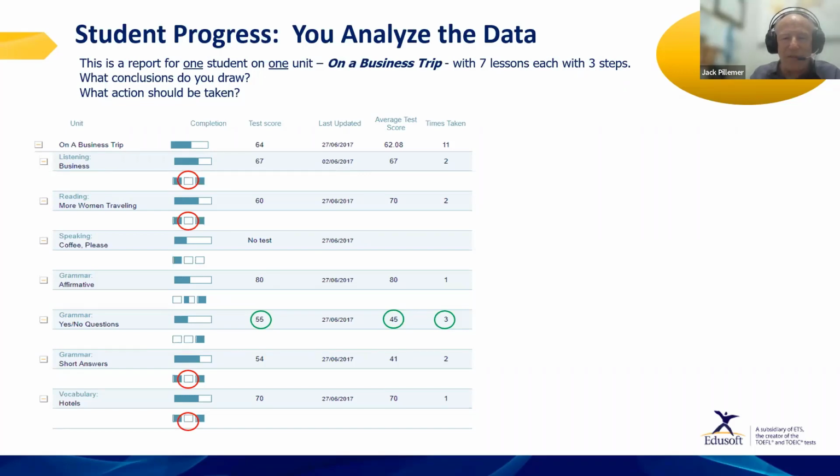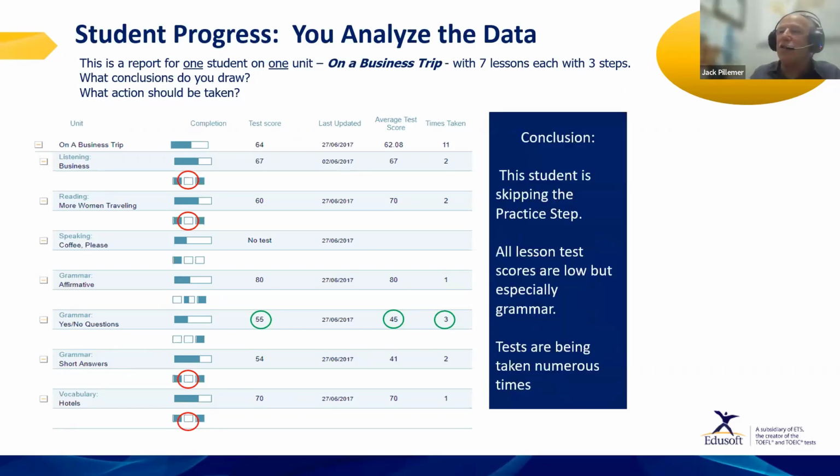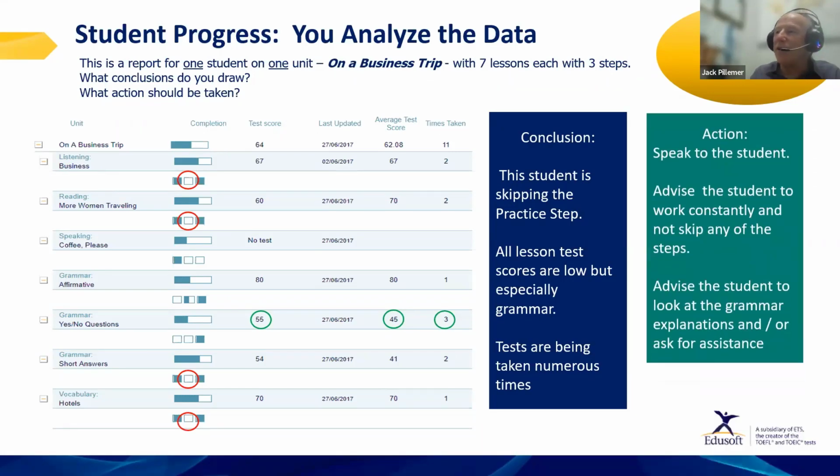Okay, so this needs follow-up of some kind. Me as a teacher, me to him. On the platform, I can assign the work again, whatever. In other words, it gives me a lot of information. So again, the student is skipping. All the test scores are low, especially grammar. They're taking the test too many times, or not necessarily, if we allow them to. And obviously advise the student to work consistently, not skip steps, and advise the student to look at the grammar, go to the grammar book. The student's not doing the work, so how can they expect to get it right? Okay, so that's that. So I'm going to now leave the platform.